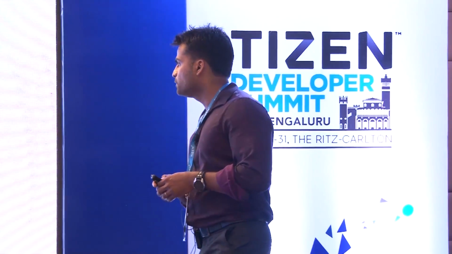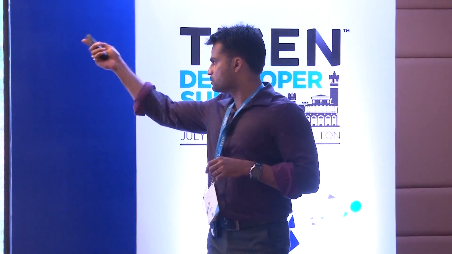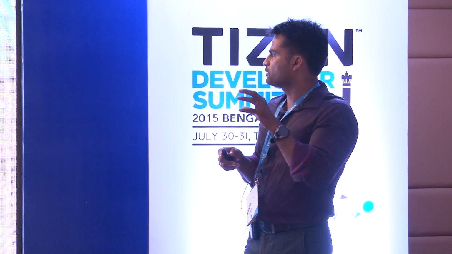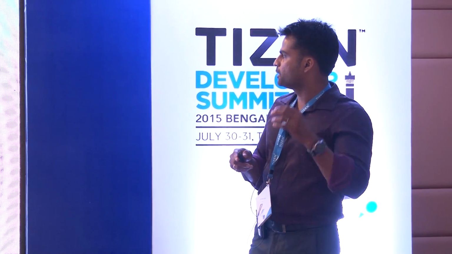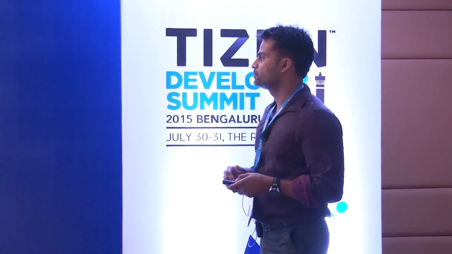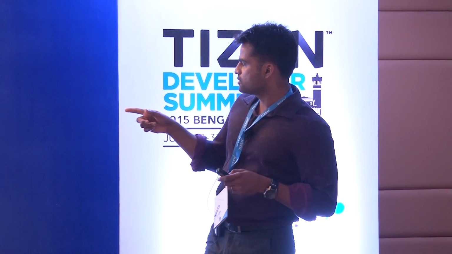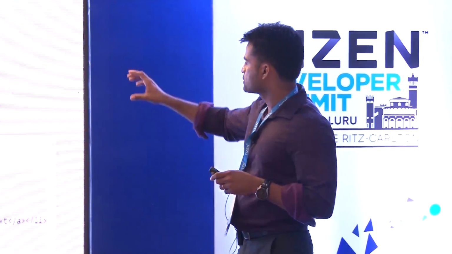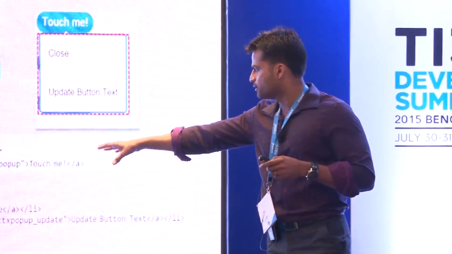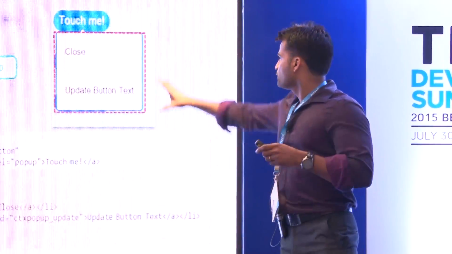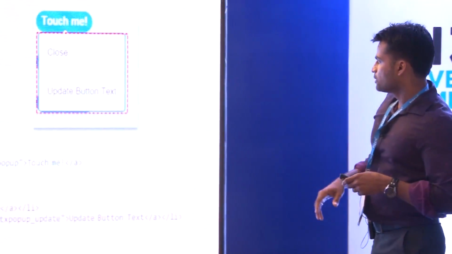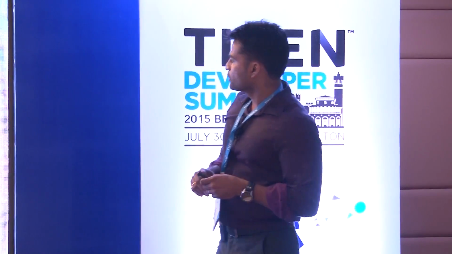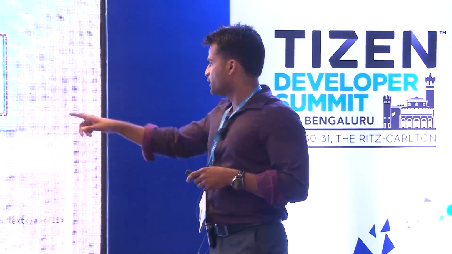Let's make a simple context pop-up, and see how easy it is, which looks like this. When I click on this touch me button, I need to pop up a small section of elements having two elements called close and update button text. So how to do this in an easy way? As you can see, the div element with data role pop-up gives the section which I highlighted here. Also I have created a button using an anchor tag with data role equal to button.